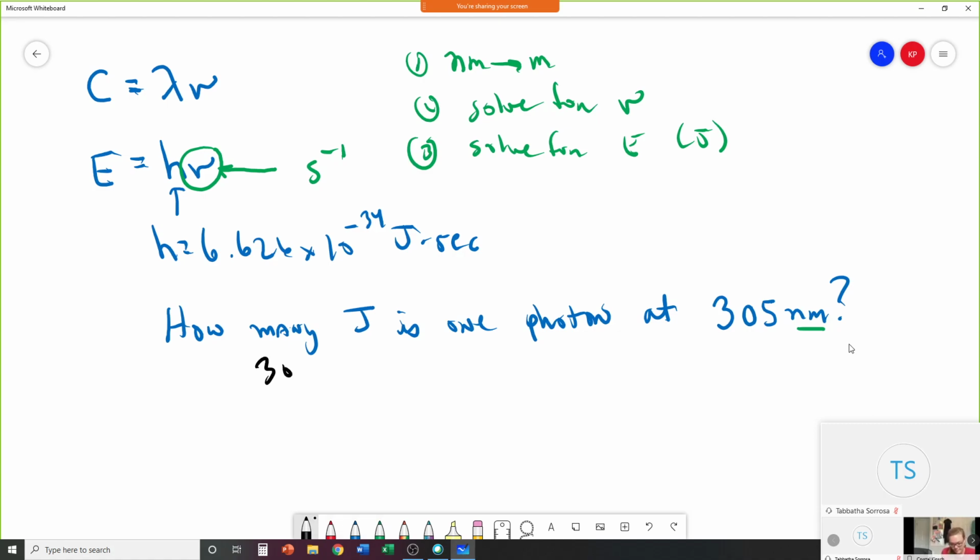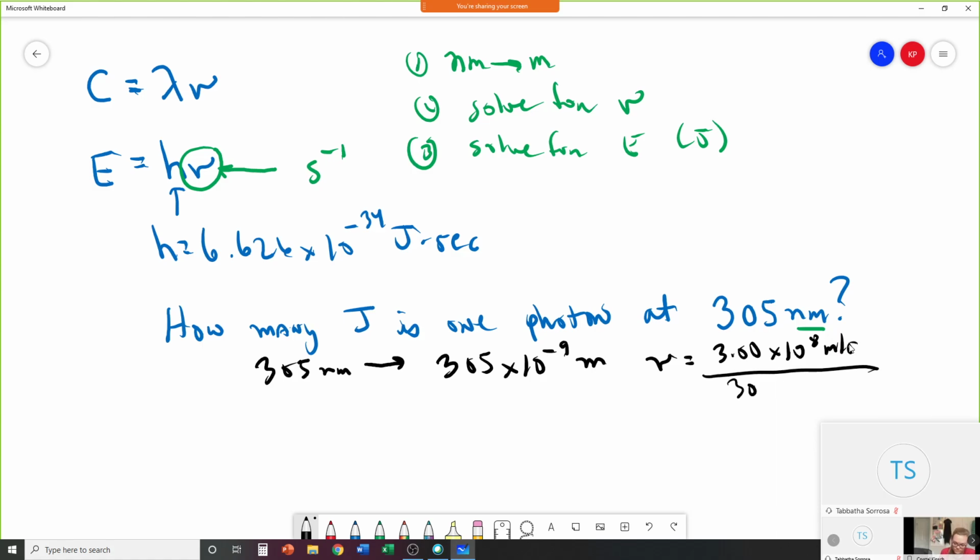So we say, 305 nanometers. I know what a nanometer is. That's 305 times 10 to the minus 9th meters. And so I can find the frequency from this. This is 3.00 times 10 to the 8th, I believe, and that's meters per second. And then we're going to divide by that 305 times 10 to the minus 9th, and we'll get something like 10 to the 15th or something like that.